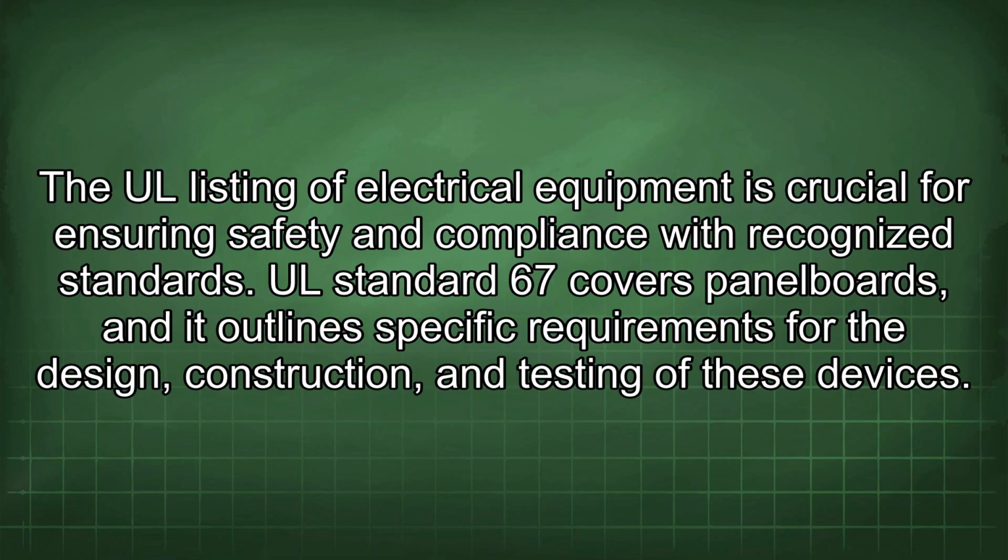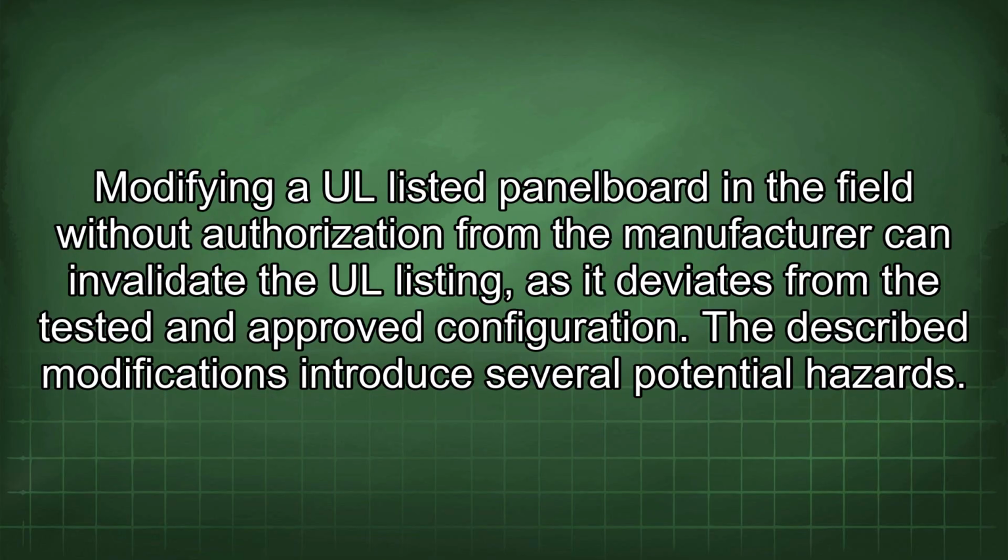UL Standard 67 covers panel boards, and it outlines specific requirements for the design, construction, and testing of these devices. Modifying a UL-listed panel board in the field without authorization from the manufacturer can invalidate the UL listing, as it deviates from the tested and approved configuration.